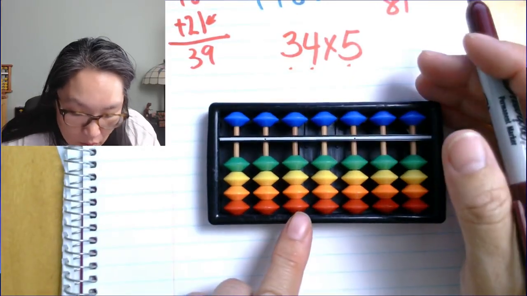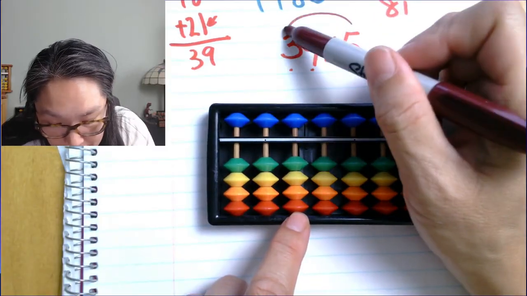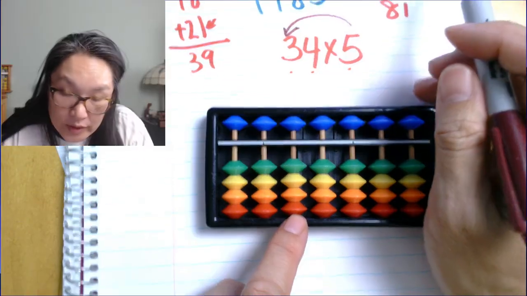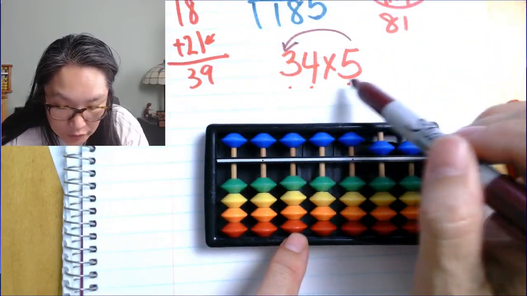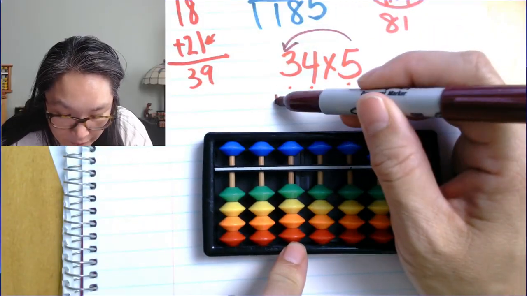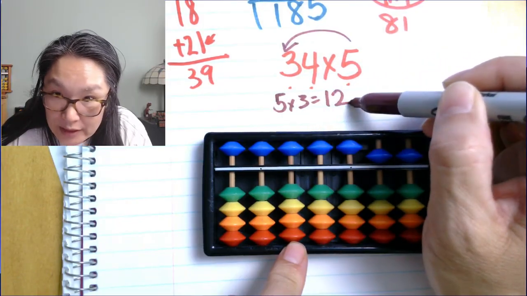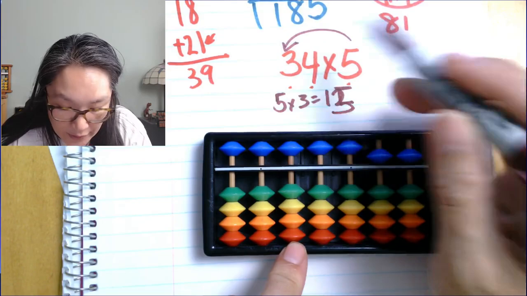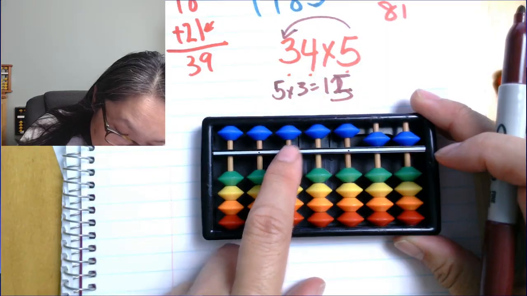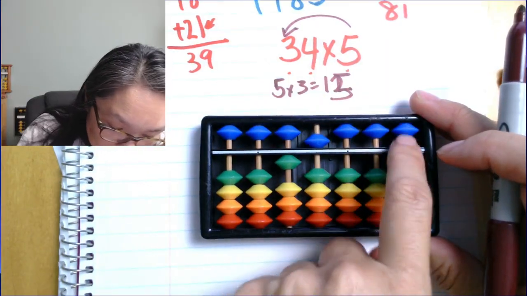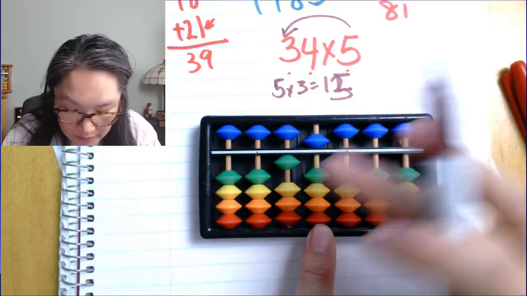When we do multiplication, we go from left to right. We don't do the ones first. We do left to right. So the first thing we do is 5 times 3 is equal to 15. All I have to do is add my 1 and add my 5. I'm going to leave my finger here because that's the last column that I touched.